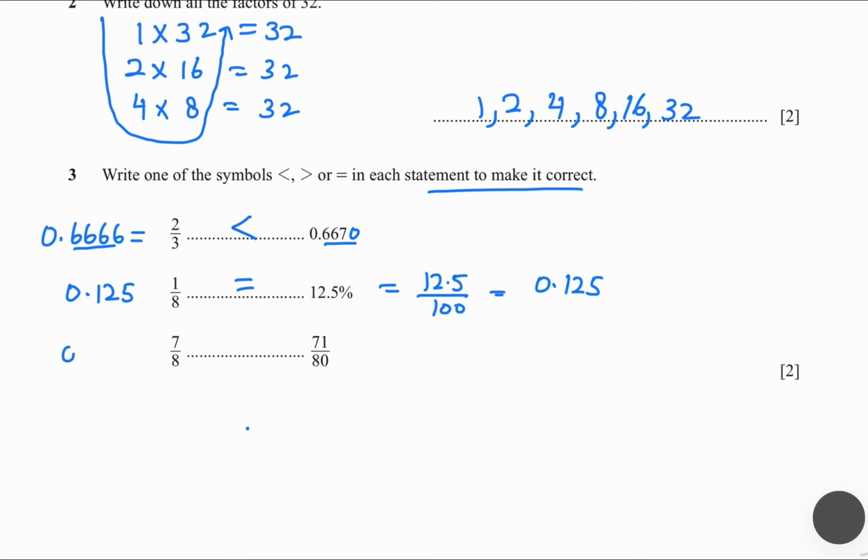Now this is 0.875, and when I divide this one other side, here we have 0.8875. So which one is greater? I can add 0 here. So this is 0.87, this is 0.88. So obviously this one is greater. So our sign is going to face the greater towards right hand side. Okay.